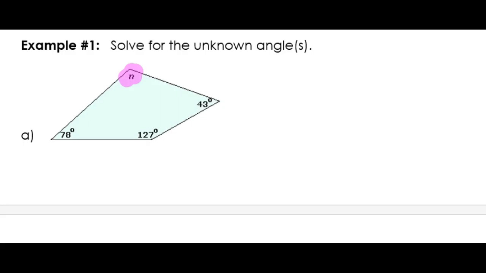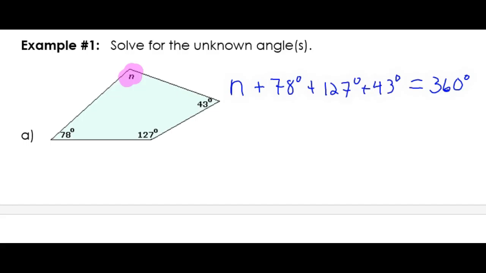And so when I look at this, I know that all of those angles have to add up to 360 degrees. Right? So angle n plus the 78-degree angle plus the 127-degree angle plus the 43-degree angle, all of those are going to add up to 360 degrees.